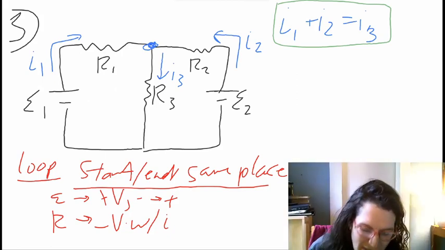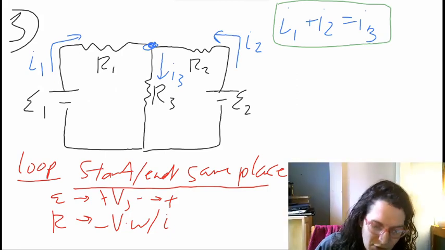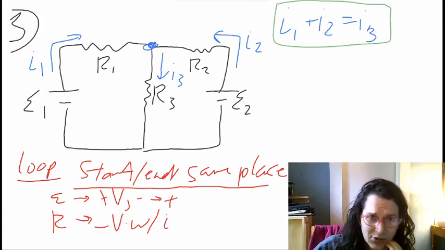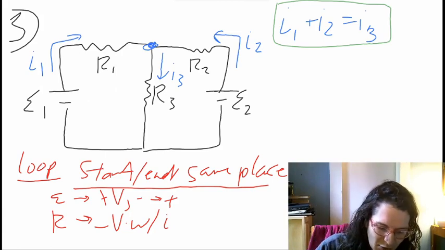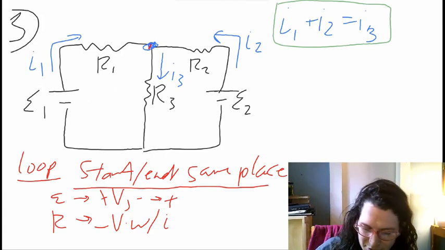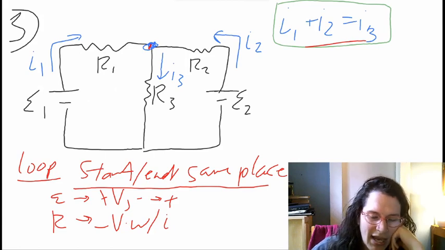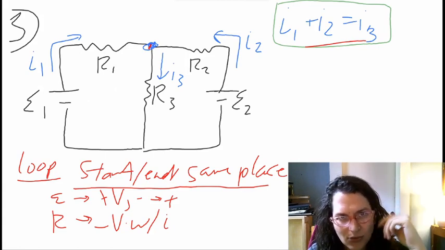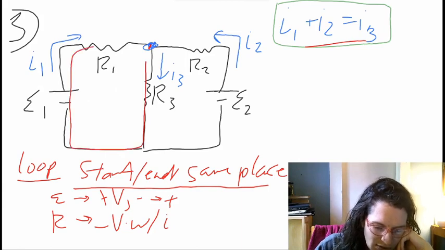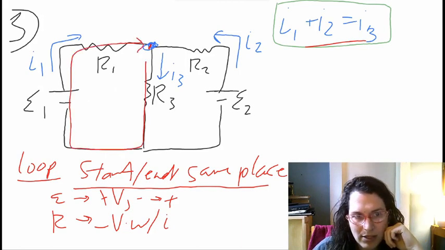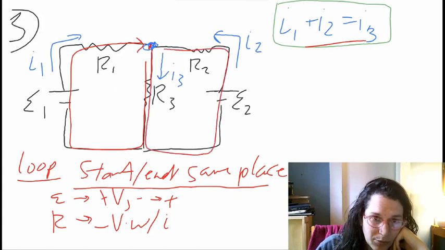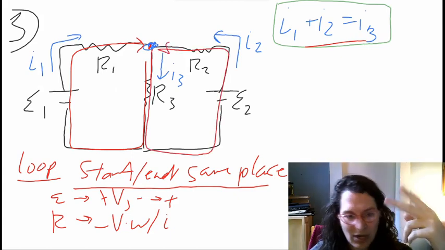If you'd like to have a way to approach this every single time, my recommendation is to start and end my loops at whichever point I use to set up the junction rule. So I've already used this point to set up my I1 plus I2 is equal to I3. And I'm also going to use that as a starting place for my two loops. One loop is going to be this, which I will call loop 1. And the other loop is going to do this, and I'm going to call that loop 2. And it's going to give me two different equations.